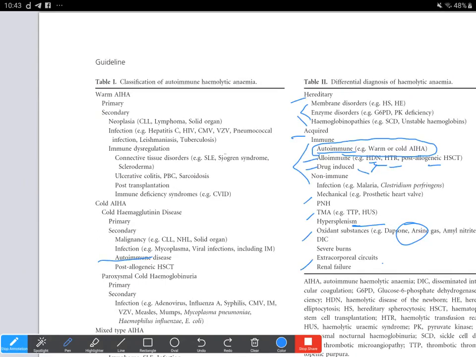But they will be classified as non-immune because they do not have any immune antibodies attached to the RBCs. It's just basically toxins or infectious agents or mechanical obstructions that are causing the intravascular hemolysis in the patient. So this is all that we need to look into when we're considering whether it's hemolysis or not.